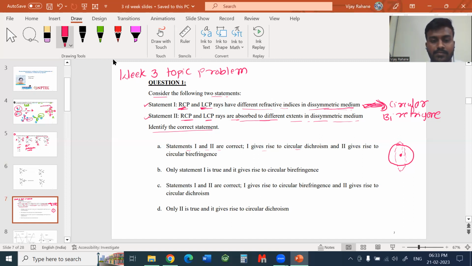the right circular polarization and left circular polarization having different refractive indices in this symmetric medium. This is because of circular birefringence. And the RCP, that is right circular polarized light rays, and left circular polarized rays are absorbed to different extents. This gives rise to circular dichroism. So option C is the correct option.